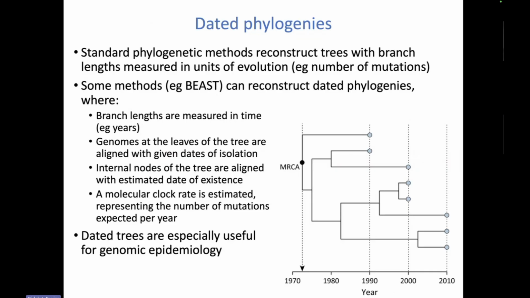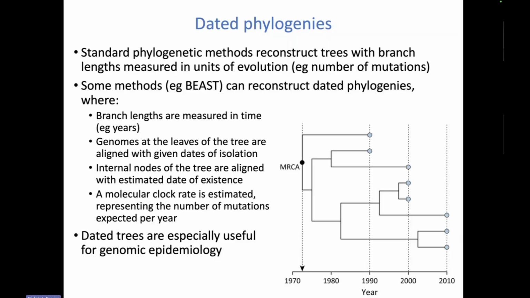Now, the next piece of the puzzle is how do we use genomic data in this context? And the way we're going to be using it is to first use the genomic data to build a dated phylogeny. So I'm sure you're very familiar with phylogenies, right? How trees can show the relationship between different genomes. Standard phylogenetic methods reconstruct a tree in which the branch lengths are measured in units of evolution, maybe the number of substitutions per site or something like that, if you use tools like PhyML or RAxML. And that's great because it shows us how the different things are different or similar.